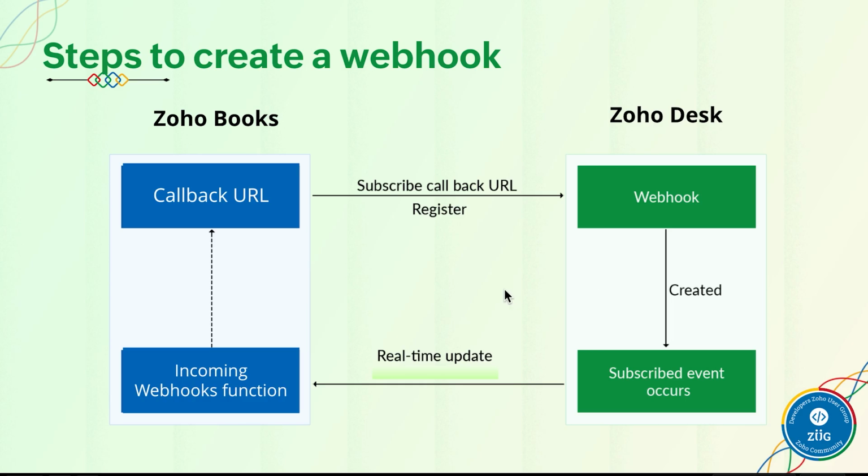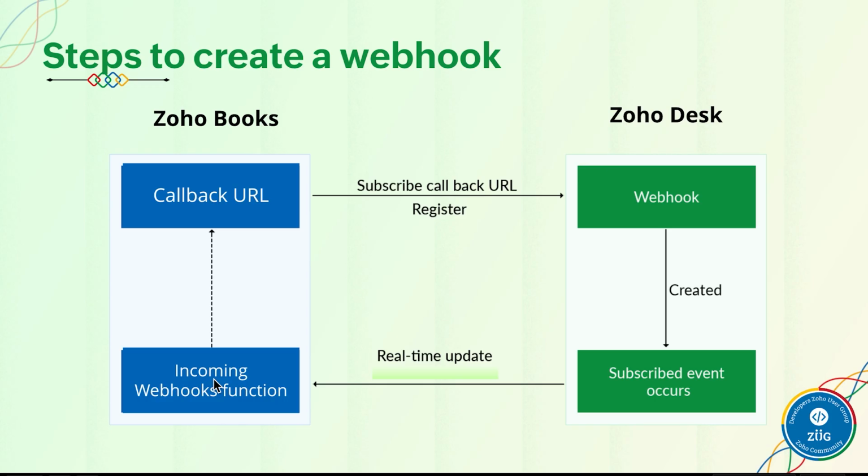Now, where do we get this callback URL from? We generate it using an inbound webhook function in Zoho Books. Once we create the inbound webhooks function, Zoho Books provides us with a URL which serves as the callback endpoint. This URL is then used while configuring the webhook in Zoho Desk, effectively subscribing the event to the callback. So with the webhook now configured, whenever a new contact is created in Zoho Desk, the webhook triggers and posts the real-time data to the callback URL, which is our incoming webhooks function in Zoho Books.